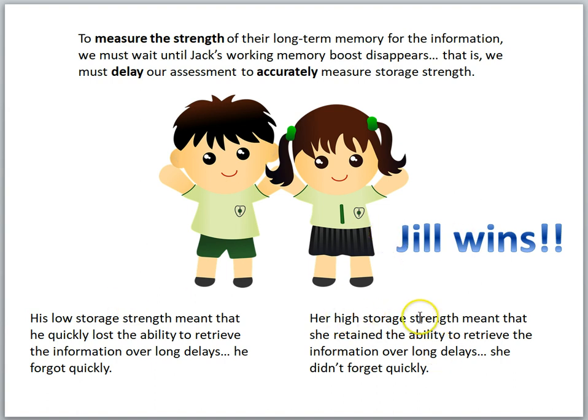So her high storage strength meant that she retained the ability to retrieve the information over long delays. She didn't forget quickly. Remember the fundamental relationship between storage strength and retrieval strength. The storage strength determines the rate of forgetting. Because she had high storage strength, she did not forget very quickly, so she was able to retain access to the information. On the other hand, Jack, his low storage strength meant that he quickly lost the ability to retrieve the information over long delays.